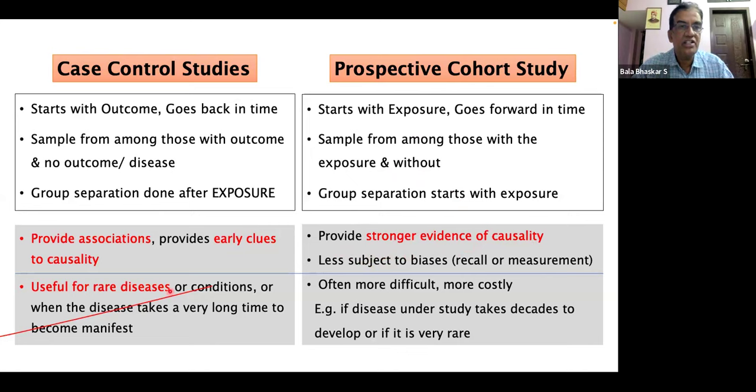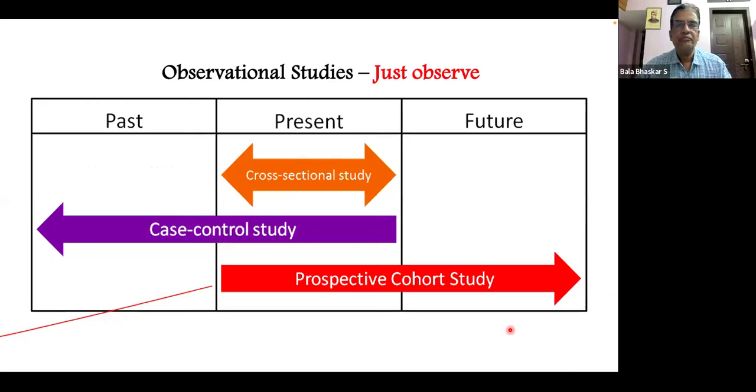And case control studies are very useful for rare diseases or conditions, or when the disease takes a very long time to become manifest. It's very important because we don't know something has happened, and we are going back in time and trying to find out what has happened. Whereas prospective studies are normally more difficult and more costly, especially if a disease or the study takes decades to develop or if it is very rare. So this is very important to understand.